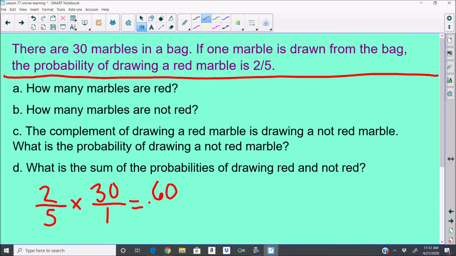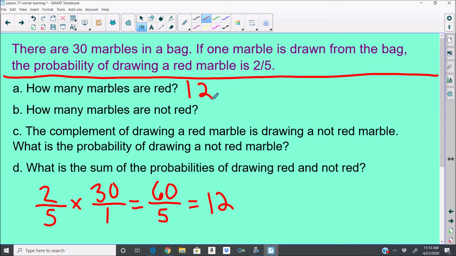2 times 30 is 60. 5 times 1 is 5. 5 goes into 60. I think 60 makes me think of a clock. And if I divide that into 5 pieces, each one of those segments would be 12, okay? So 2/5 of 30 marbles is 12. So how many marbles are red? There are 12 of them.